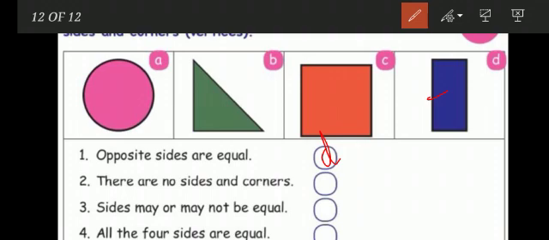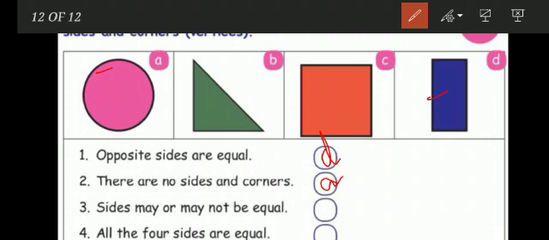Then, no sides and corners. Which 2D shape has no sides and corners? Circle. Very good. So we write A. A circle has no sides, and no diagonal lines also.